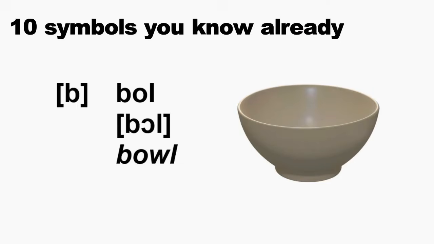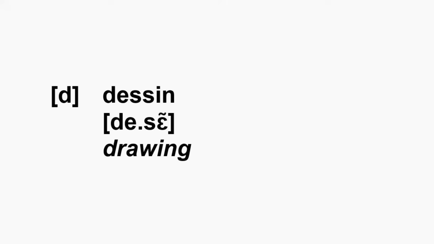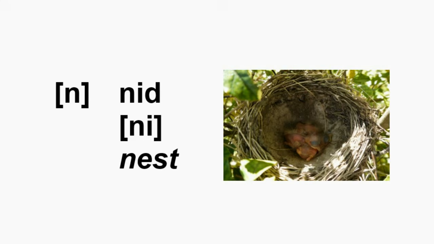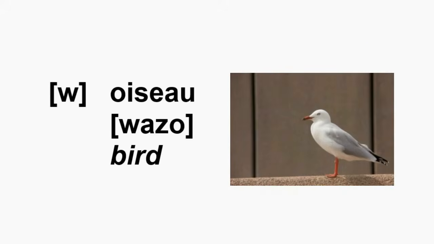begin with those. There's B as in bol, D as in dessin, G as in grève, M as in musée, N as in nid, S as in serviette, Z as in zoo, F as in football, V as in veste, and W as in oiseau.